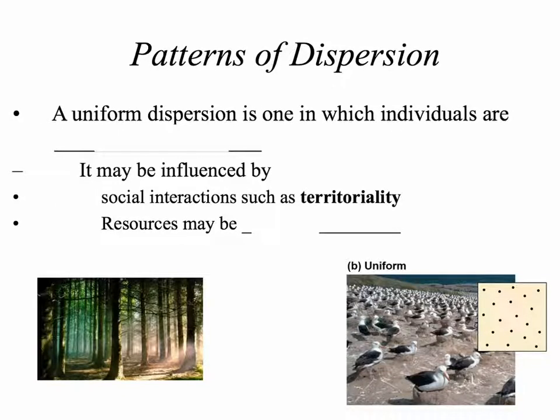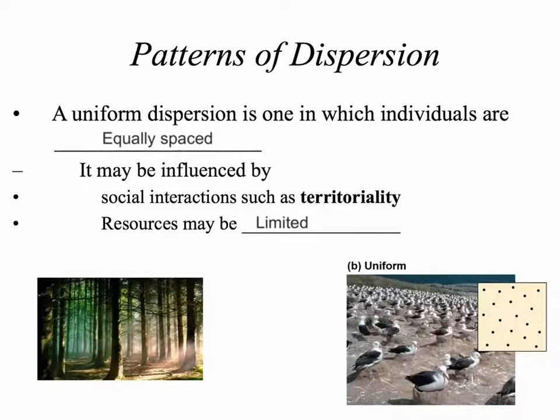Uniform distribution is when individuals are equally spaced in their environment. This may be influenced by social interactions such as territoriality, or the resources may be limited, preventing them from being any closer to one another. Two good examples are in forests and seabirds.